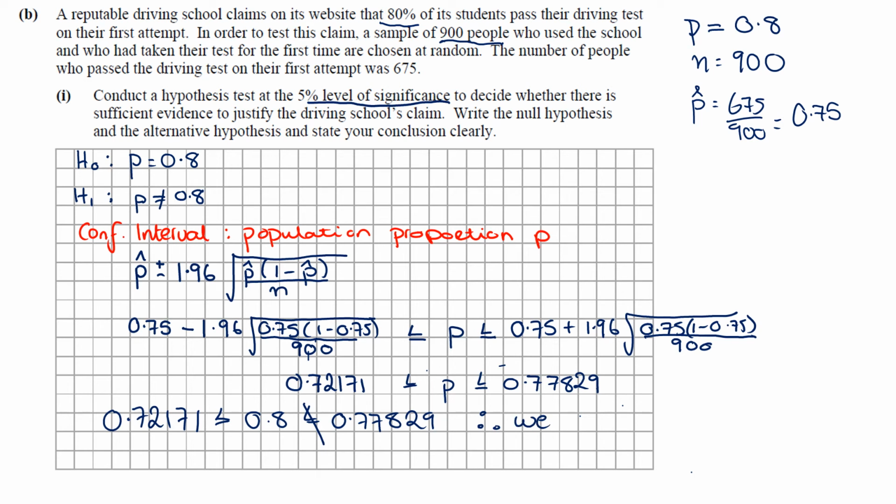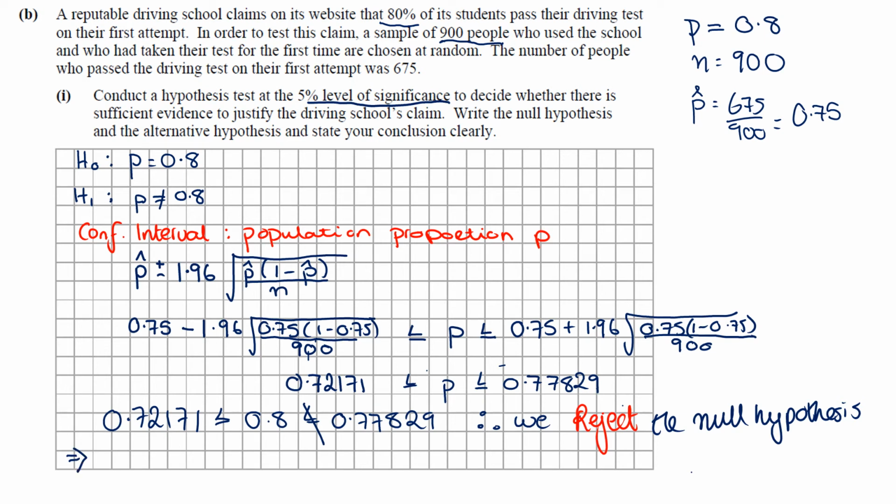Therefore, we reject the null hypothesis. Okay. So that means that we're saying, well, actually, we don't believe that their claim is correct because based on that sample, their claim should sit somewhere between 0.72 and 0.77. So last thing we need to do is the conclusion, and the conclusion should always link back to the question.